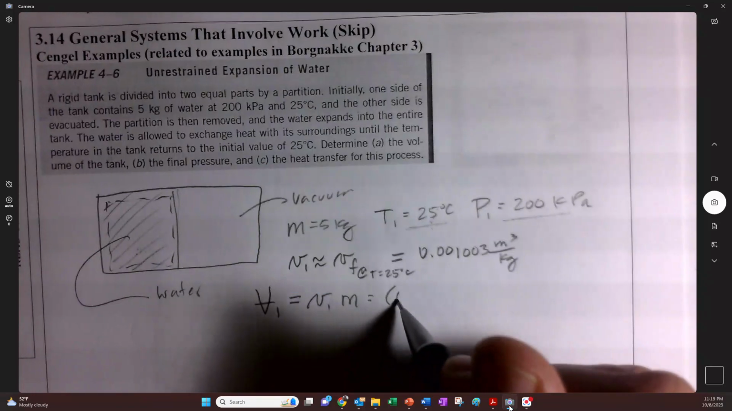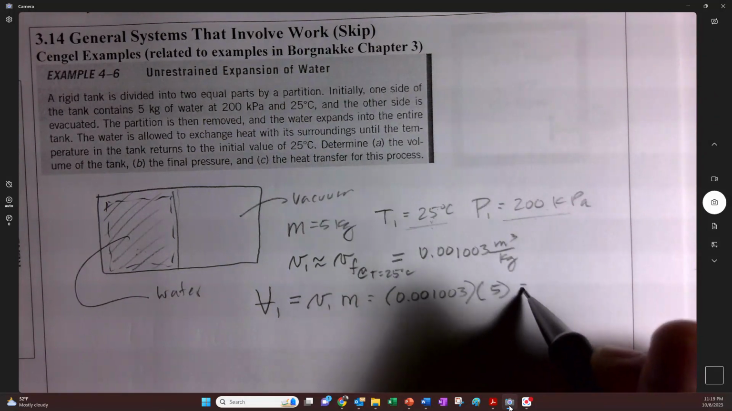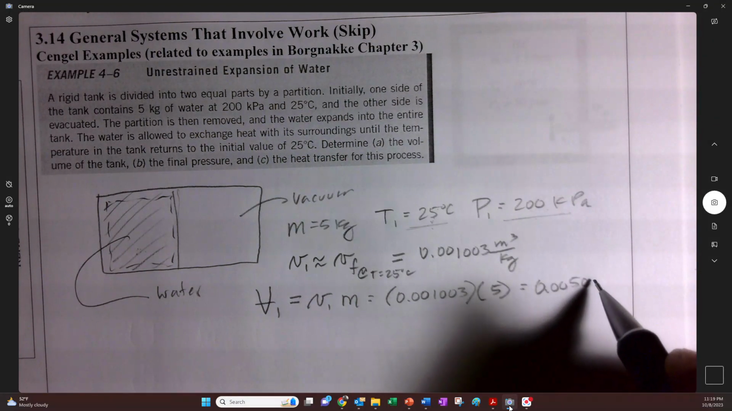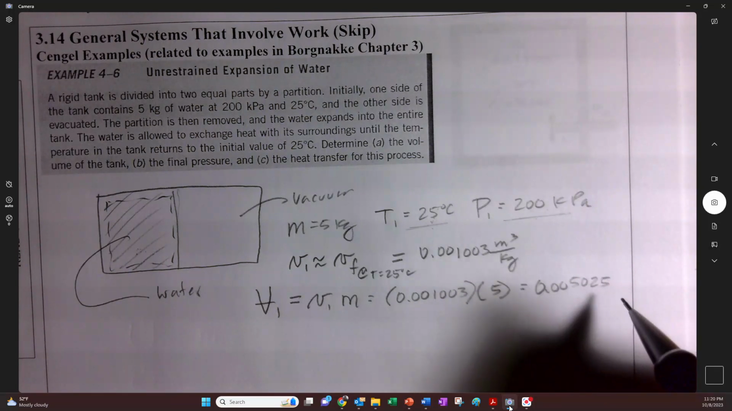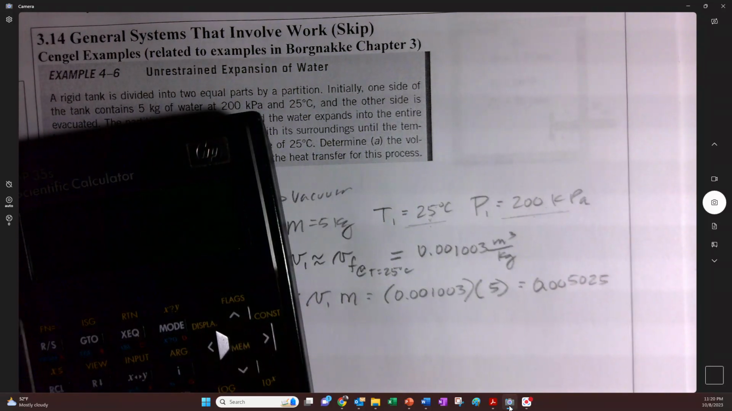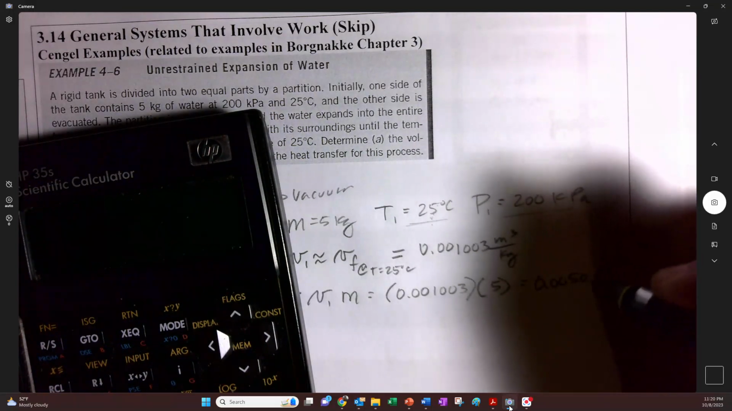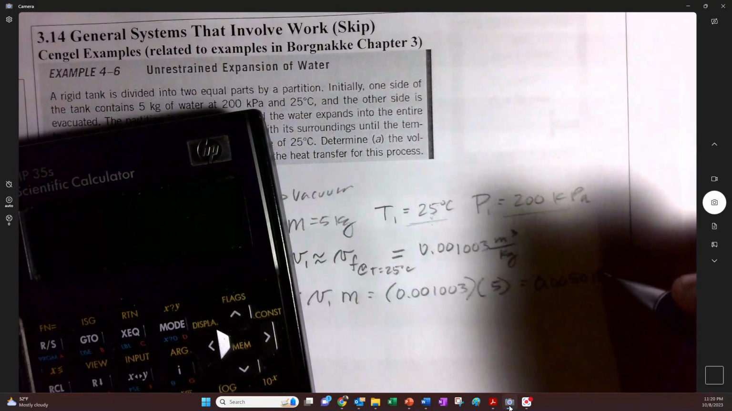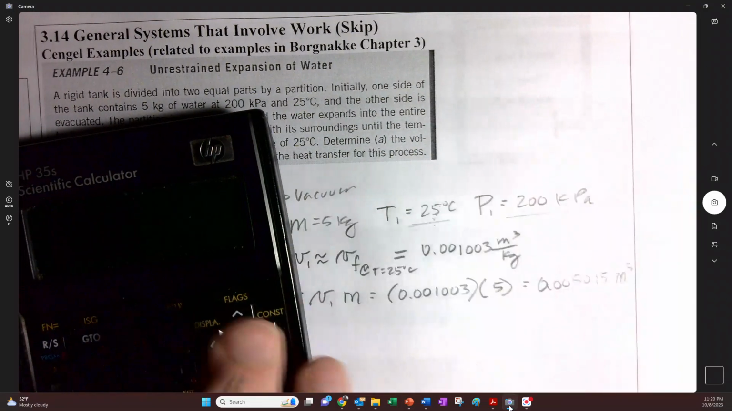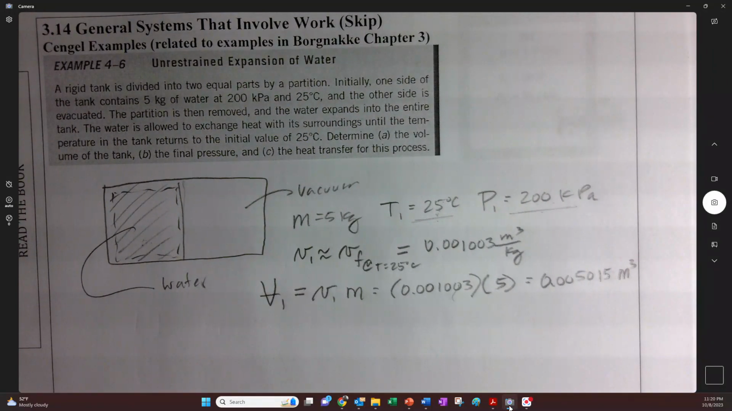So that's going to be 0.001003 times 5, which is 0.005025... that doesn't make any sense. How did you do that? 0.001035 times... yeah, I don't know. How did you manage to do that, man? That's all I can say, I don't know. All right, there you go. And this was cubic meters per kilogram, times kilograms, so that's cubic meters. What is wrong with you? That's a long list of stuff, man.